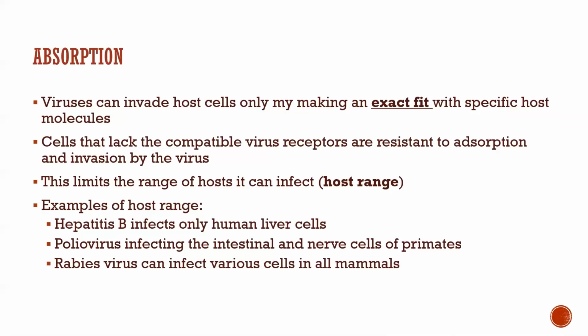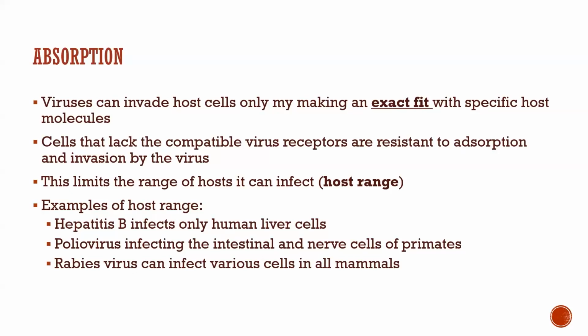Viruses can only invade cells that have the specific docking sites, the specific molecules on the cell surface. Cells that lack these receptors are therefore going to be resistant. They cannot be infected. This virus can't get in. Therefore, it can't use its machinery and it can't bother it. This means that there's a limit to the types of hosts that it can infect, and this is known as host range.